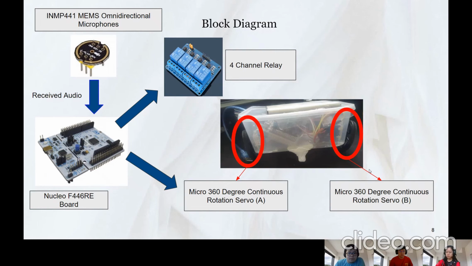So this is the block diagram. The microphone will receive the voice and then pass it to the board, and the board will convert it into a command and pass it to the 4-channel relay and the servo motor. Next.